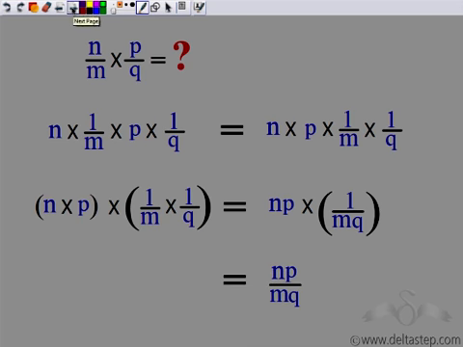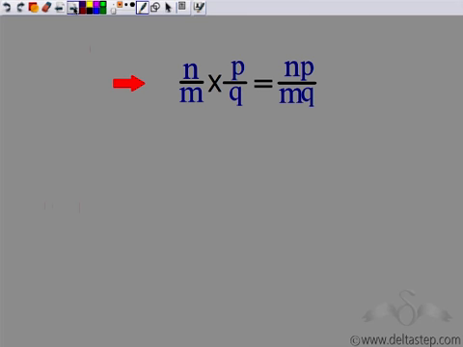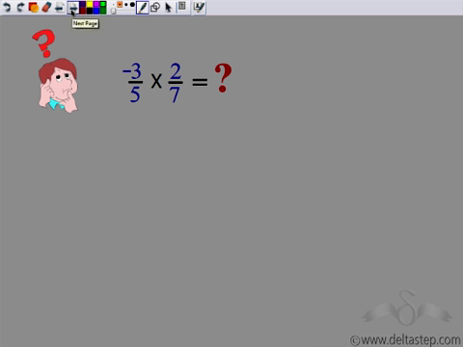So, if I have these two rational numbers and I multiply them, this is the result. That is, the numerators get multiplied, np, and the denominators also get multiplied, which is mq. So n by m times p by q gives me np by mq. So now can you answer this question?